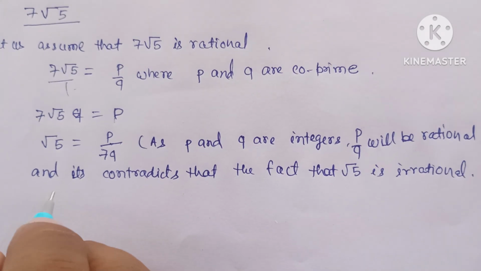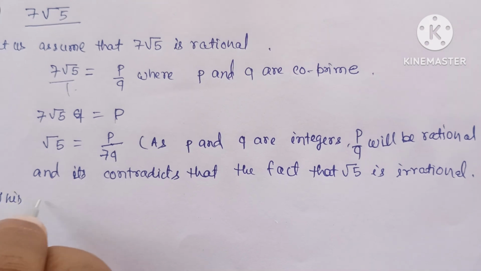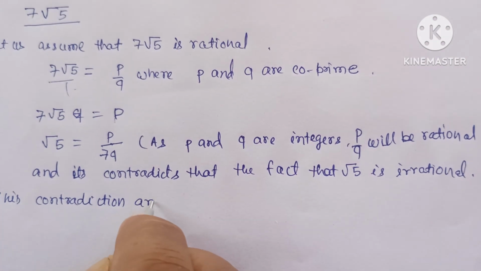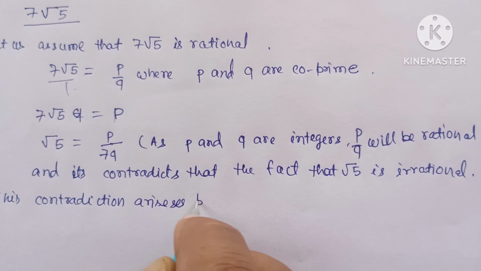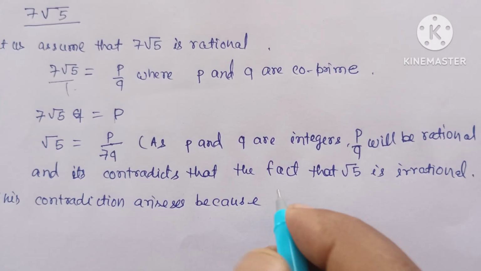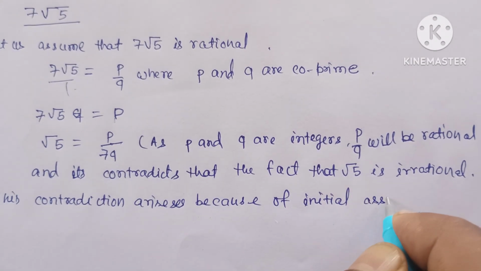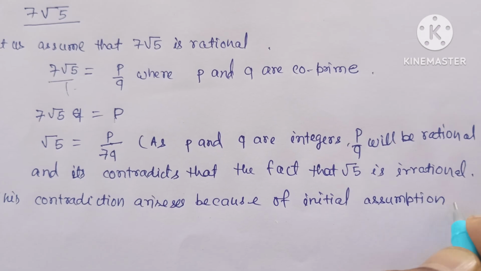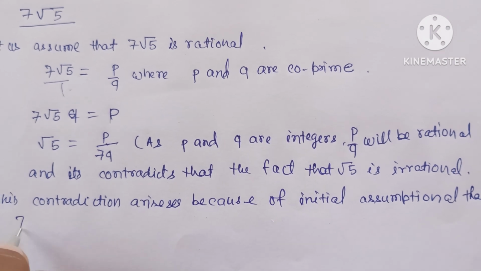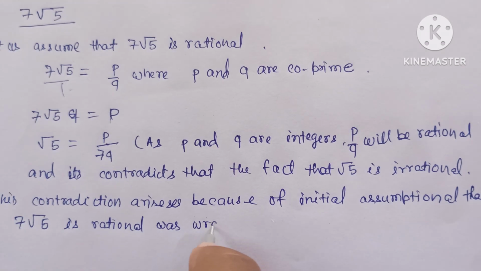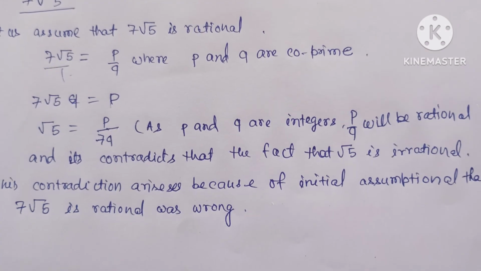This contradicts. Why? Because this contradiction arises because of the initial assumption that 7 by root 5 is irrational was wrong.